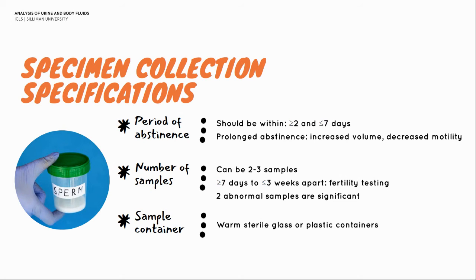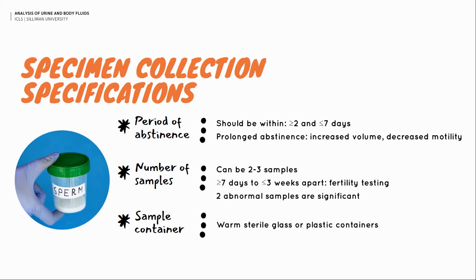So that is one of the criteria for specimen collection, and the abstinence period should be greater than or equal to 2 and less than or equal to 7 days. So 2 to 7 days, but usually 3 to 4 days is what is normally advised for the patient.